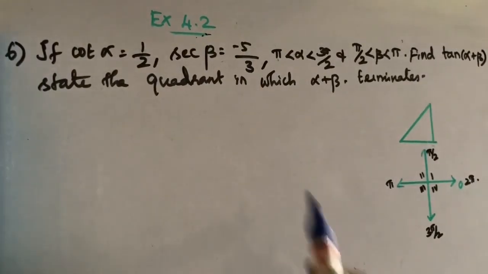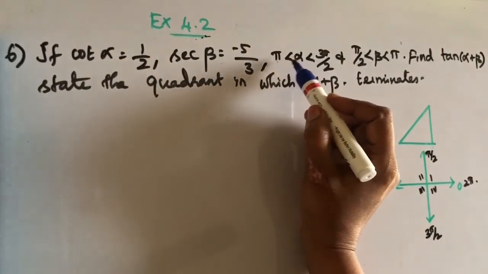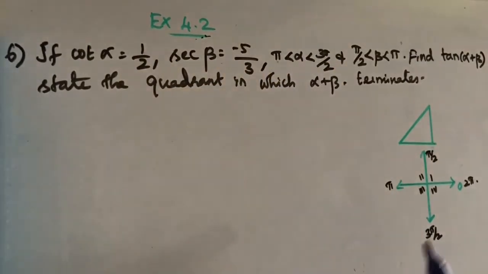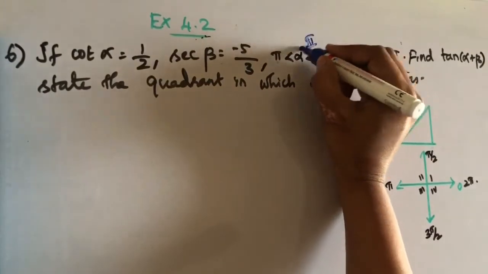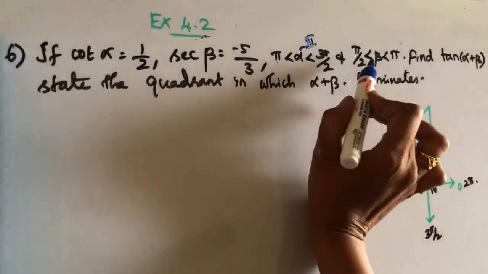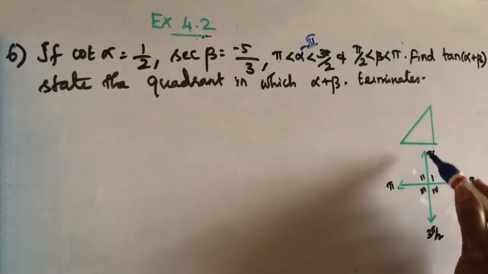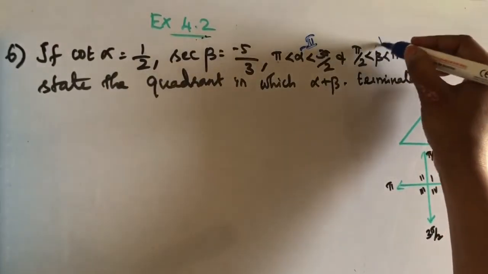So cot alpha, secant beta value we have. What about alpha? It lies in which quadrant? Pi less than alpha less than 3 pi by 2. So alpha lies in the third quadrant, isn't it? Between pi and 3 pi by 2. Similarly, beta, pi by 2 less than beta less than pi. So pi by 2 less than beta less than pi means it lies in the second quadrant.